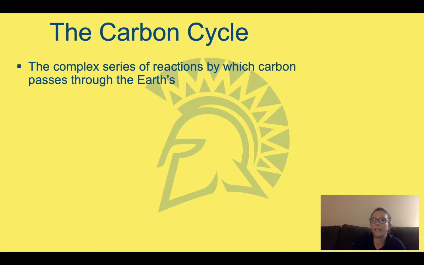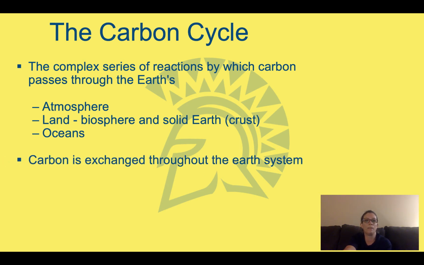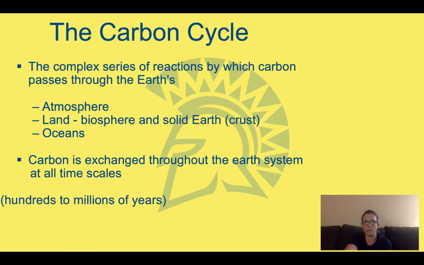And there's a complex series of reactions by which carbon passes through the Earth. So, is it in the form of CO2, or is it down in the ocean as carbonate? Where is the carbon actually located? In the atmosphere, in the land or solid earth, which would be the crust, and the oceans. There are very much interactions between these three different spheres of our Earth. And the carbon is also exchanged throughout the Earth system at all time scales.